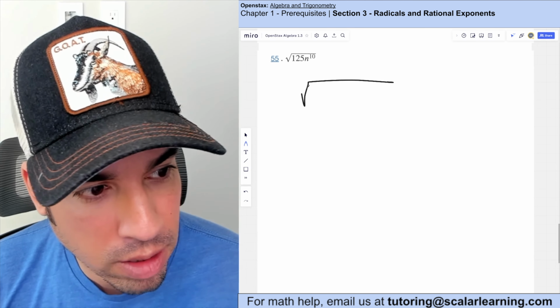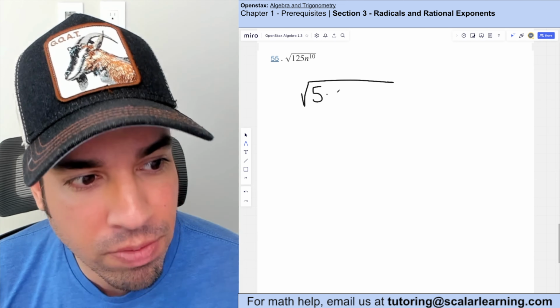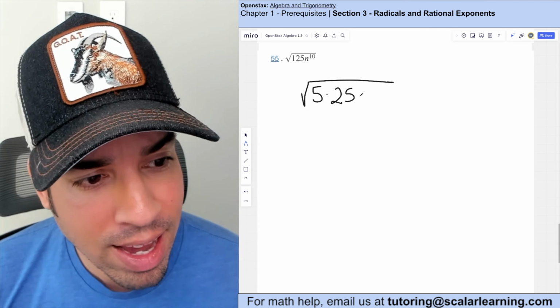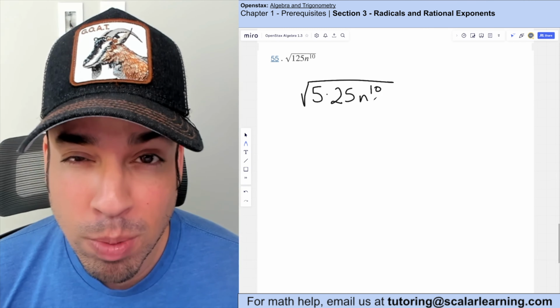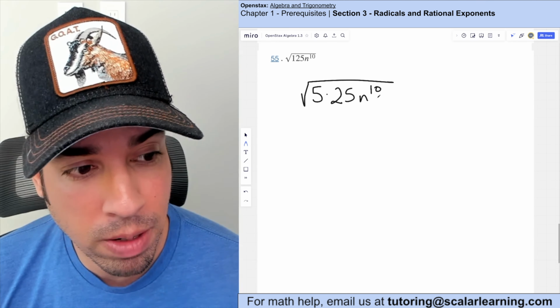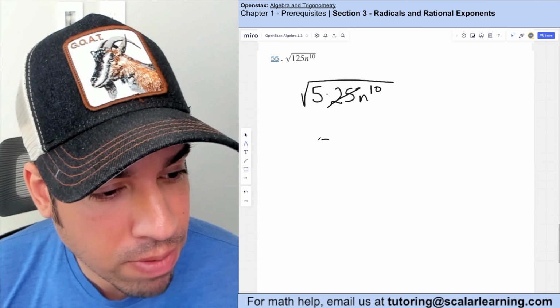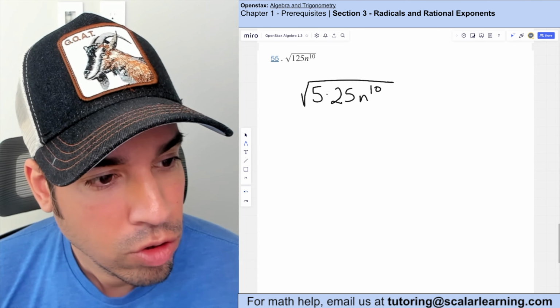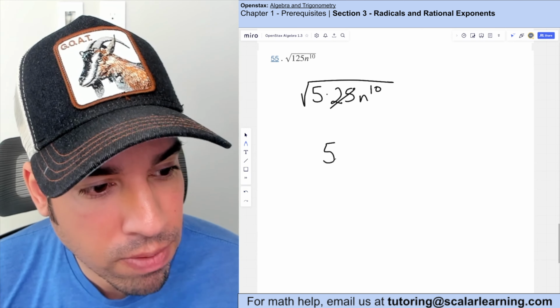So here we're just trying to extract as much as we can from the square root. So I'm going to rewrite this as 125 is the same as 5 times 25. That's nice because 25 is a perfect square. And n to the 10th, well, it's an even exponent, so it must be a perfect square. So the square root of 25 is 5. That comes outside. The other 5 is going to stay trapped inside.